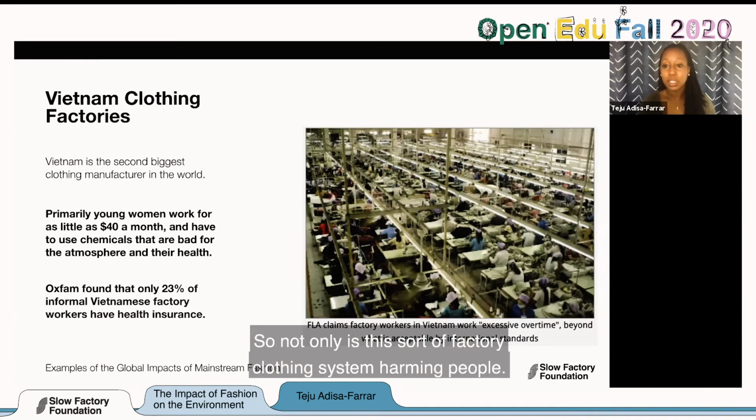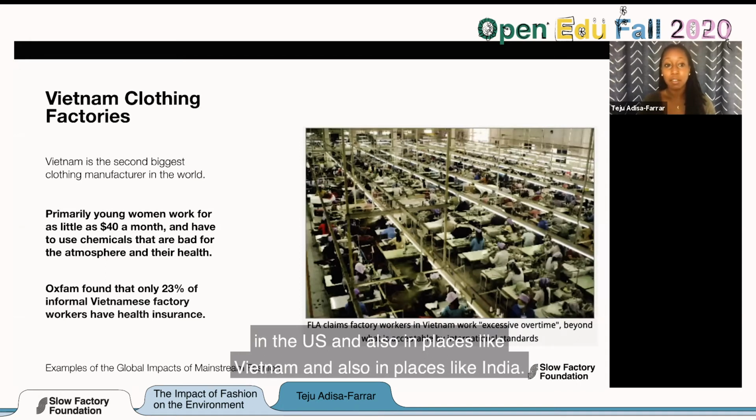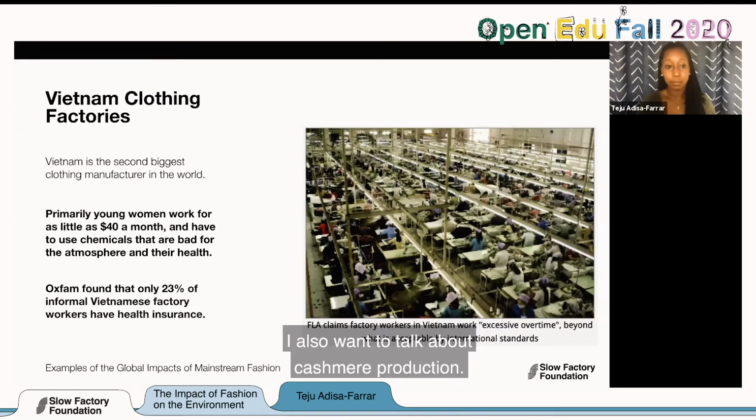So not only is this sort of factory clothing system harming people, it's harming mostly women and people who would be considered women of color in the US. So in places like Vietnam and places like India.